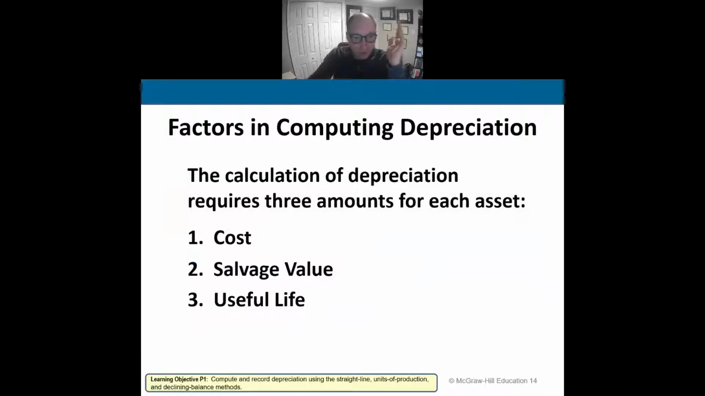First, there are three amounts you need to find. First is the cost. Remember, the cost is not just the purchase price. It's the purchase price plus everything it takes for that asset to be used, so the purchase price plus getting it ready for use. All those other fees you have to pay in order to get it. The cost of acquisition, not the purchase price. So cost of acquisition is number one, the first thing you have to find. The second one is called salvage value.